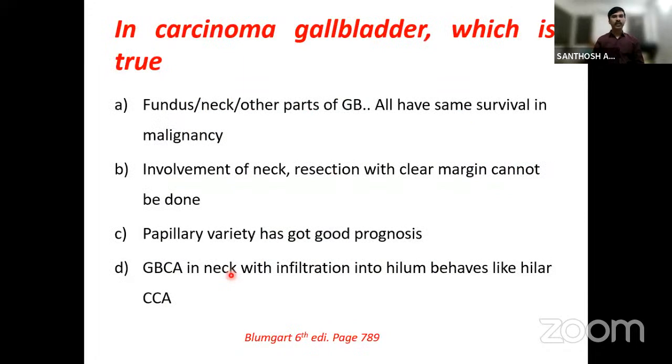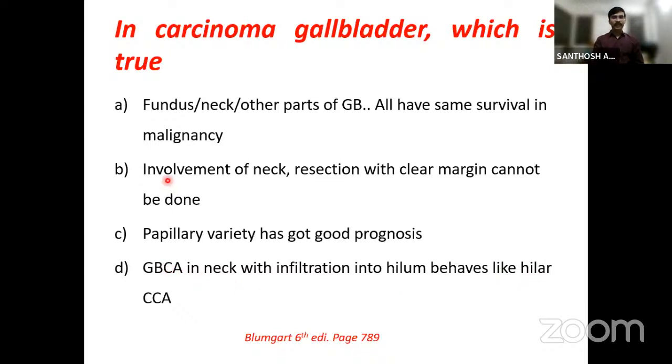In carcinoma gallbladder, which is true? Fundus, neck, and other parts of GB all have the same survival and malignancy? No, fundus has got better prognosis. Neck has got poorer prognosis. Involvement of the neck, resection with clear margin cannot be done. Papillary variety has got good prognosis. Carcinoma gallbladder in the neck infiltrates into the hilum, behaves like hilar cholangiocarcinoma.